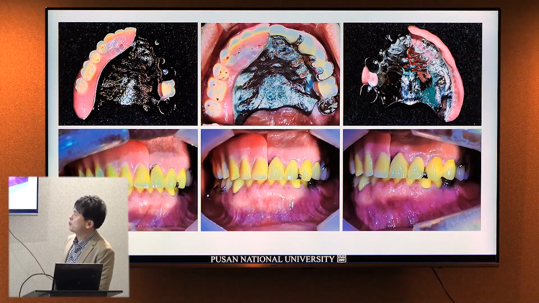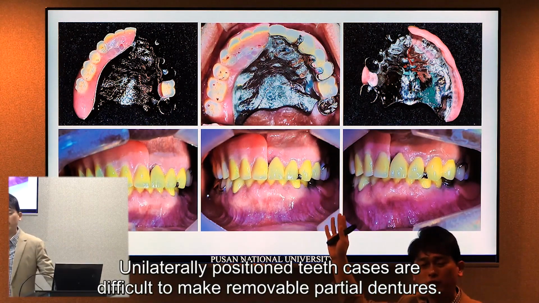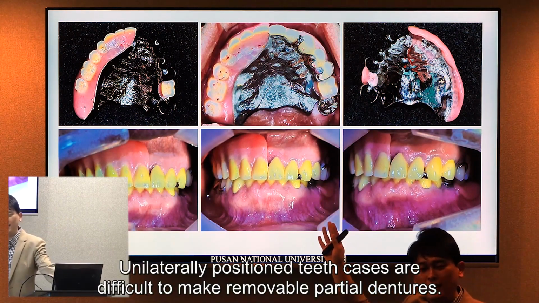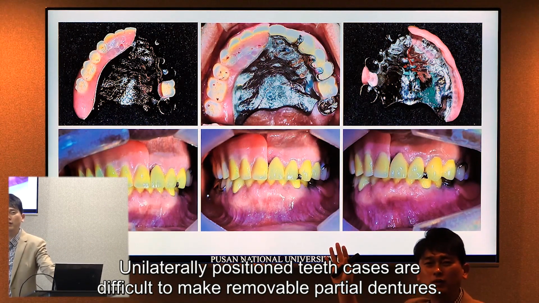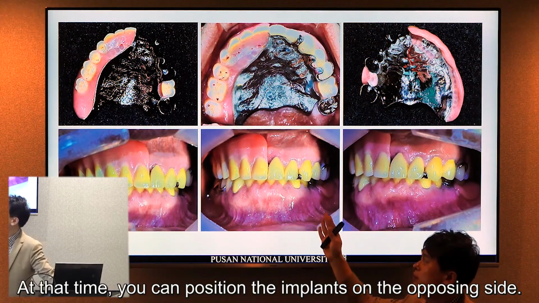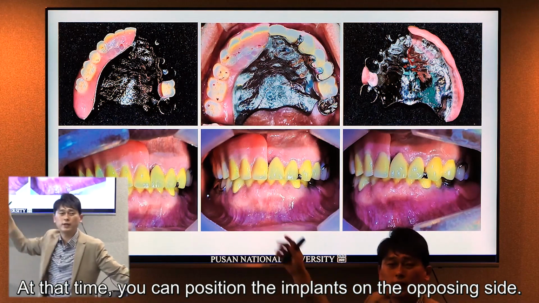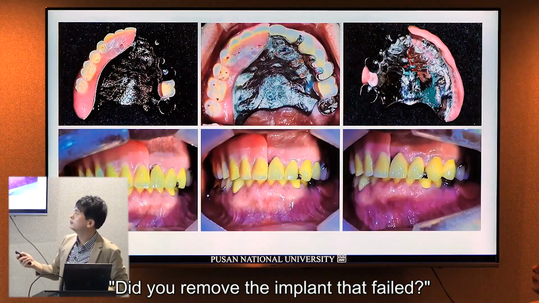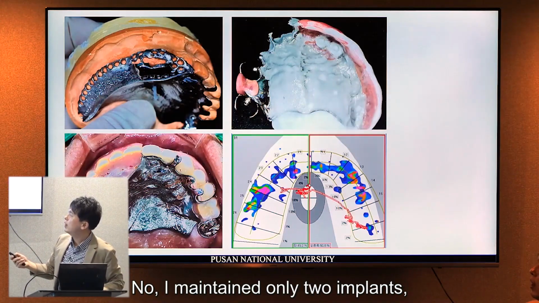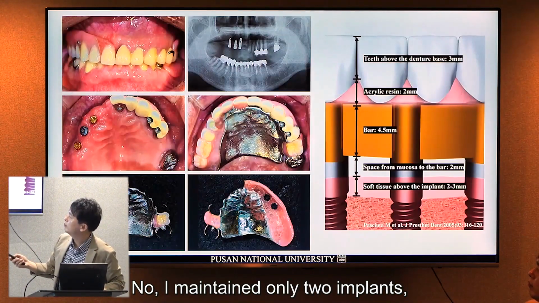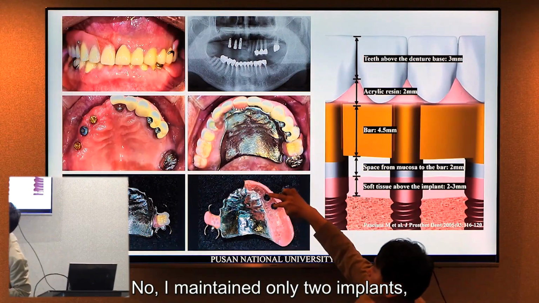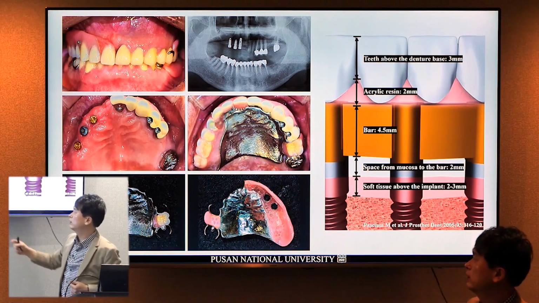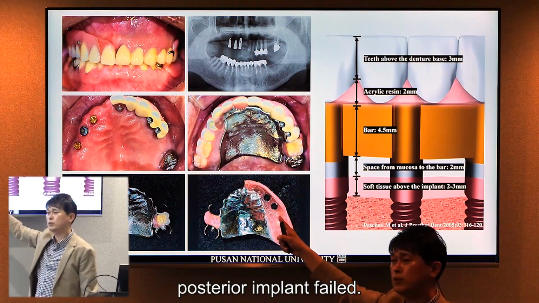Anyway, a unilateral positioned teeth case is very difficult for making a partial denture. So at that time, you can position an implant on the opposing side. Did you remove the implant that failed? No. I maintained only 2 implants. The posterior one failed.